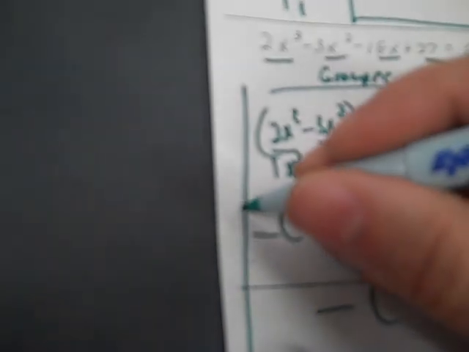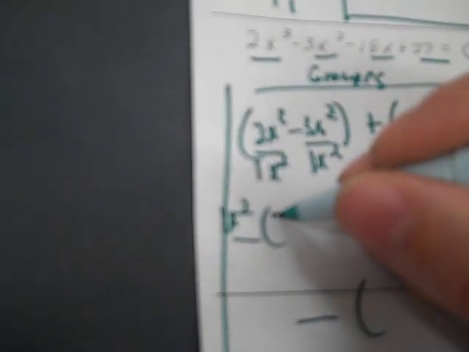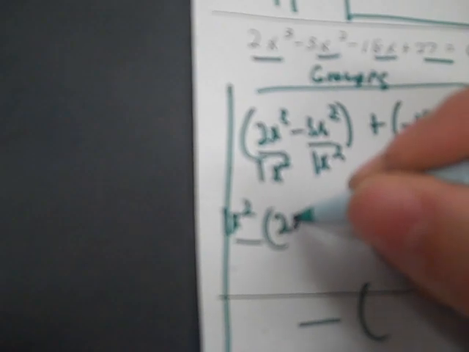2, 3 is 1. 18 and 27 is 9. So 1x to the second's out and negative 9's out. Okay, so 2 divided by 1 is 2. 3 minus 2 is 1.